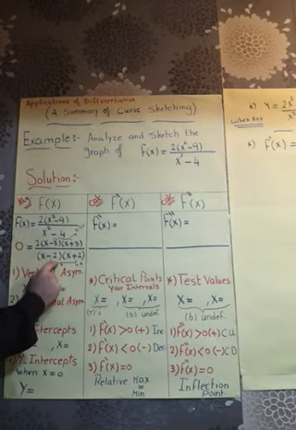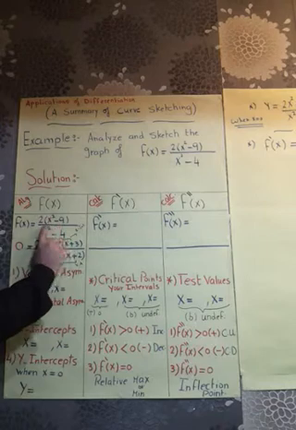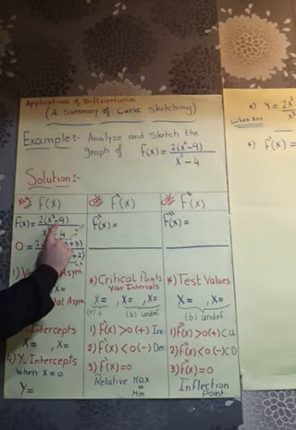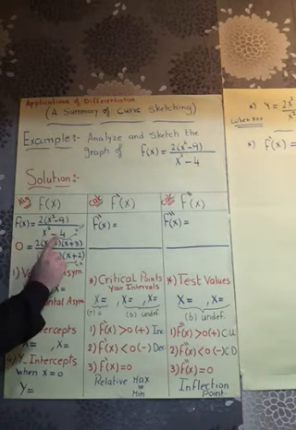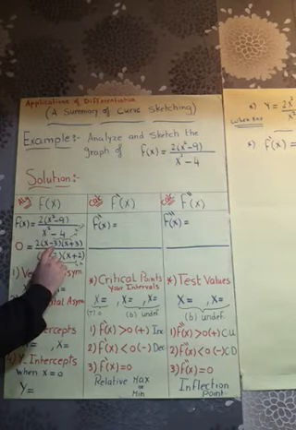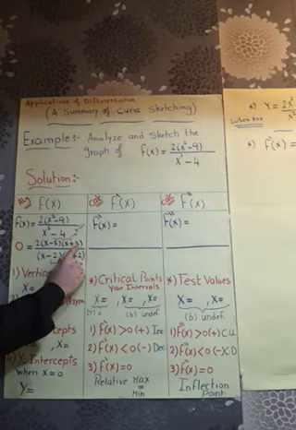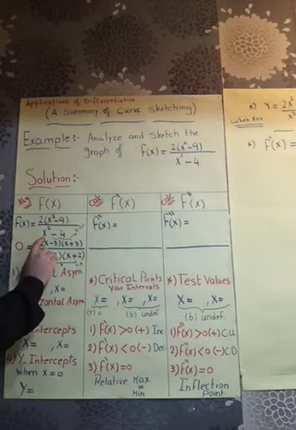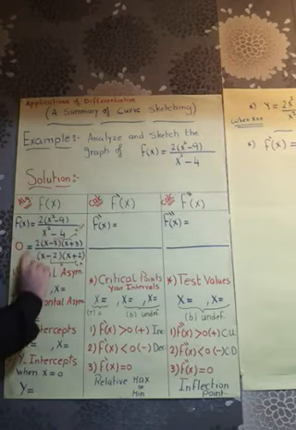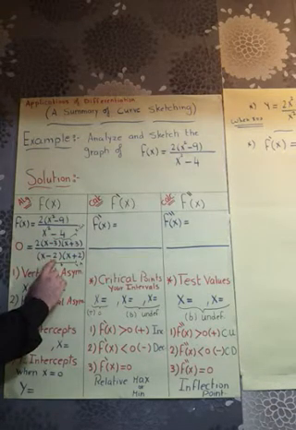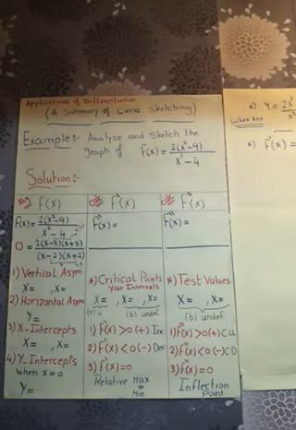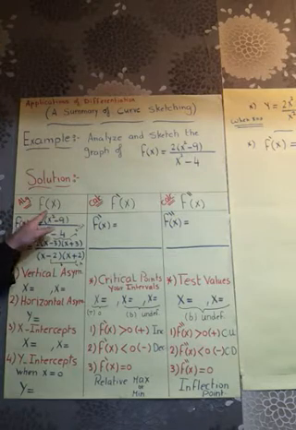Okay, for x^2 - 9, the factorization is (x - 3)(x + 3). And for x^2 - 4, it is (x - 2)(x + 2). Okay, let us start to determine what we can find from the part of f(x).